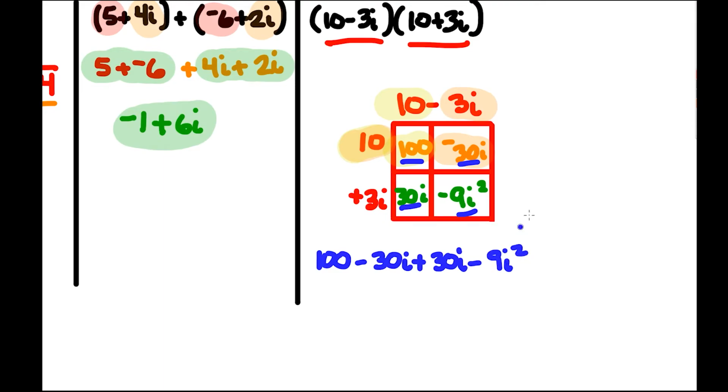You end up with something like this. Okay, from here we're going to simplify. So negative 30i and 30i would cancel, and you end up with 100 minus 9i squared. Well, i squared is equal to negative 1. So if you simplified this, it'd be 100 plus 9, which is 109.